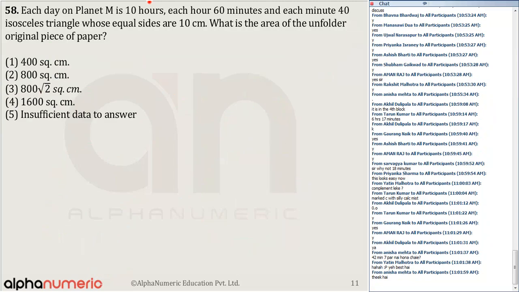Okay, should I move ahead to question number 59? Okay, let's come to question number 59 now. So, question number 59. Main to jab question solve kar raha tha, to mujhe bahut easy laga tha ye. But surprisingly, 64% of you have not attempted this question.